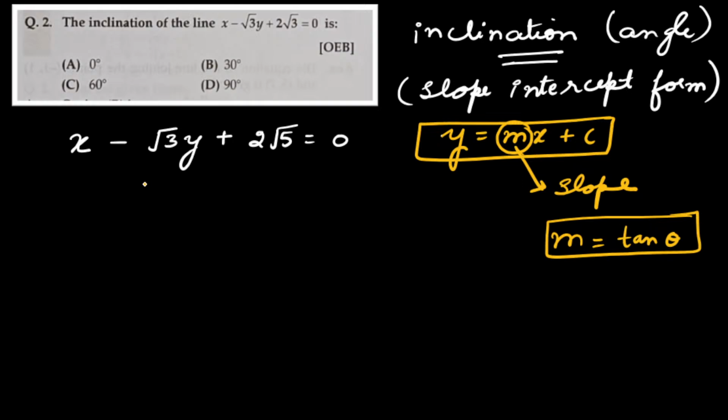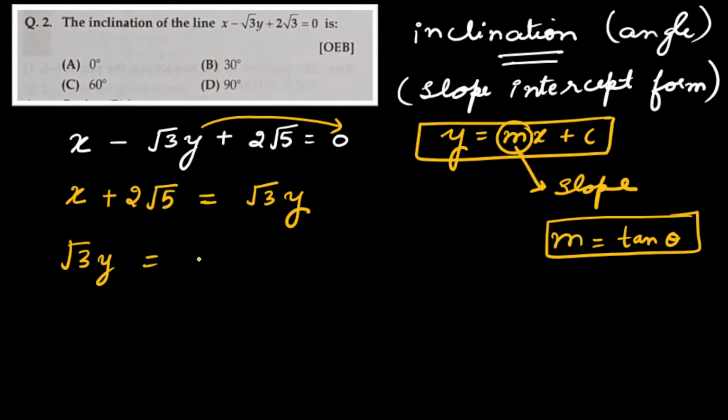So first of all, let's convert. y should be alone on one side, so I'll shift y to the other side, because remaining things we have on the other side. If I shift y to the other side, this side I am left with x and 2 root 3, both positive. So x plus 2 root 3. If I shift y to the other side, minus root 3 y will change to plus root 3 y. Now this I can also write as root 3 y is equal to x plus 2 root 3.